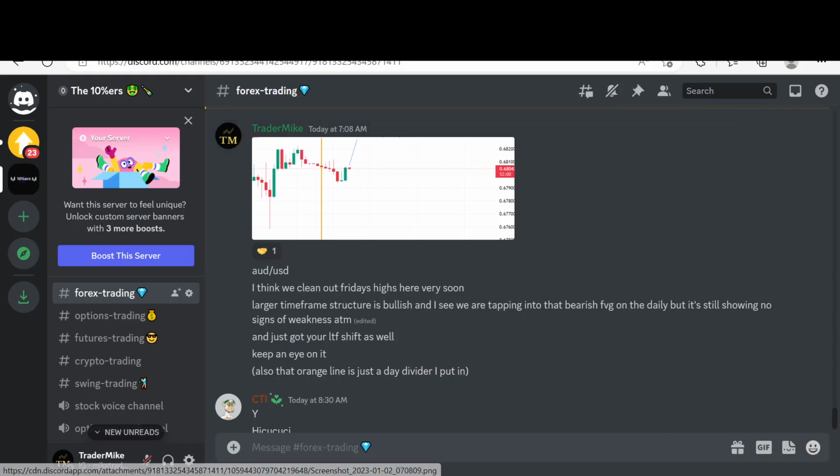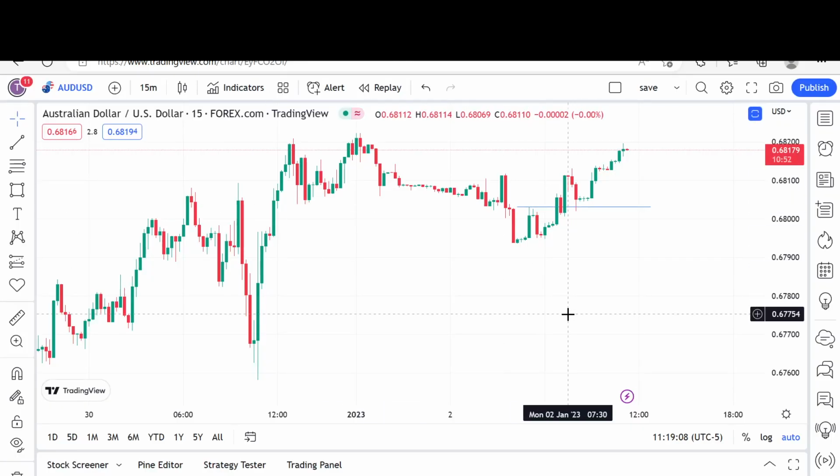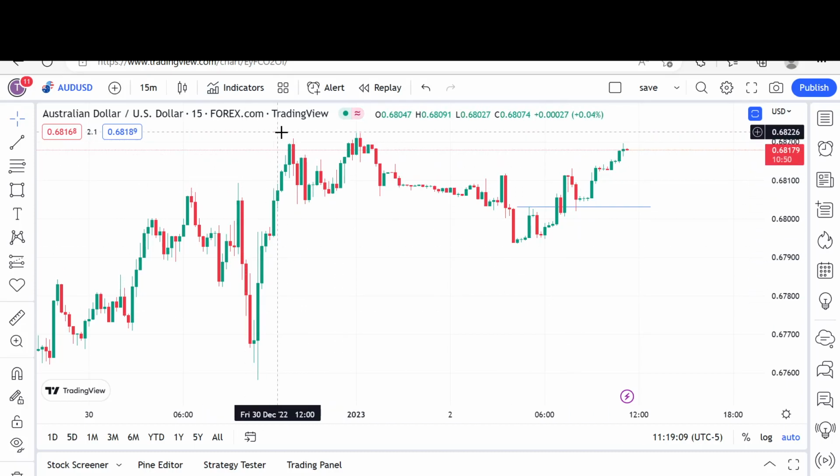And as I said in chat, I think we're going to clean out Friday's highs, which is right here. Why? Because what's resting above Friday's highs? Buy stops, buy side liquidity. Price is going to be drawn to take out that level right there. It hasn't done it yet, but it's probably about to, because there are buy stops above that level. Price is going to want to purge, take those buy stops out of the marketplace. I believe that's where we're headed next.